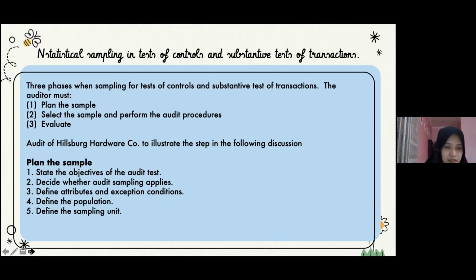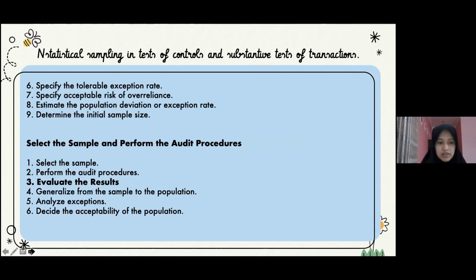First, state the objectives of the audit test. Second, decide whether audit sampling applies. Third, define attributes and exception conditions. Fourth, define the population. Fifth, define the sampling unit. Next, 6, specify the tolerable exception rate. 7, specify acceptable risk of over-reliance. And 8, estimate the population deviation or exception rate. And 9, determine the initial sample size.